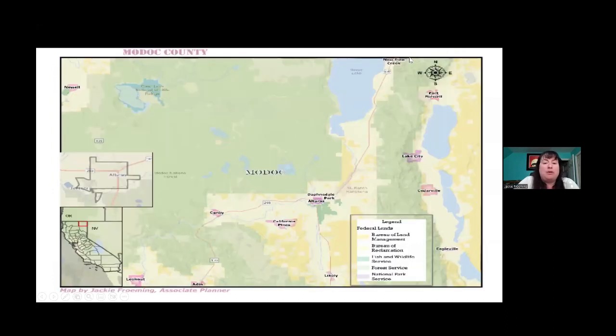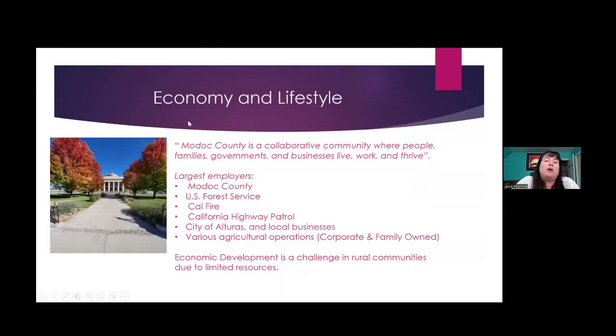This is just a map of Modoc County, and I wanted to bring this up because we are a good-sized county and we are very spread out. As you can see, our population areas are very spread out, and all around us is federal lands, different federal government associations.